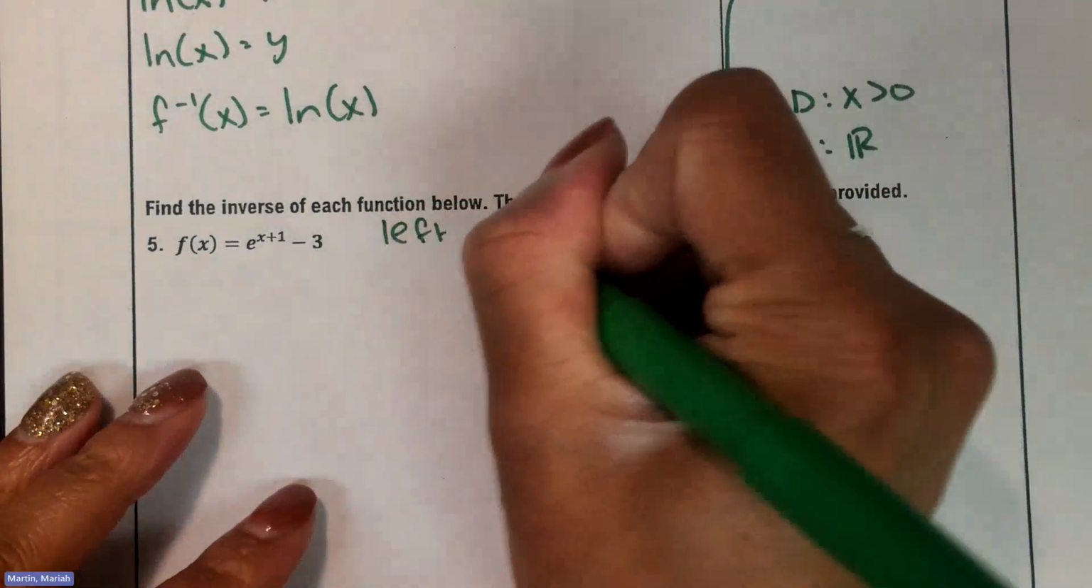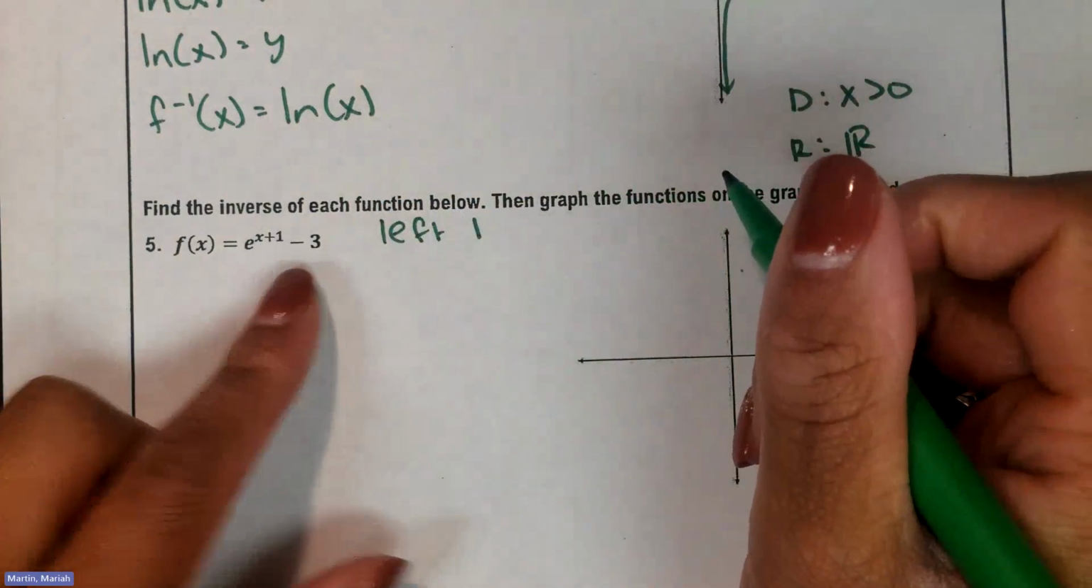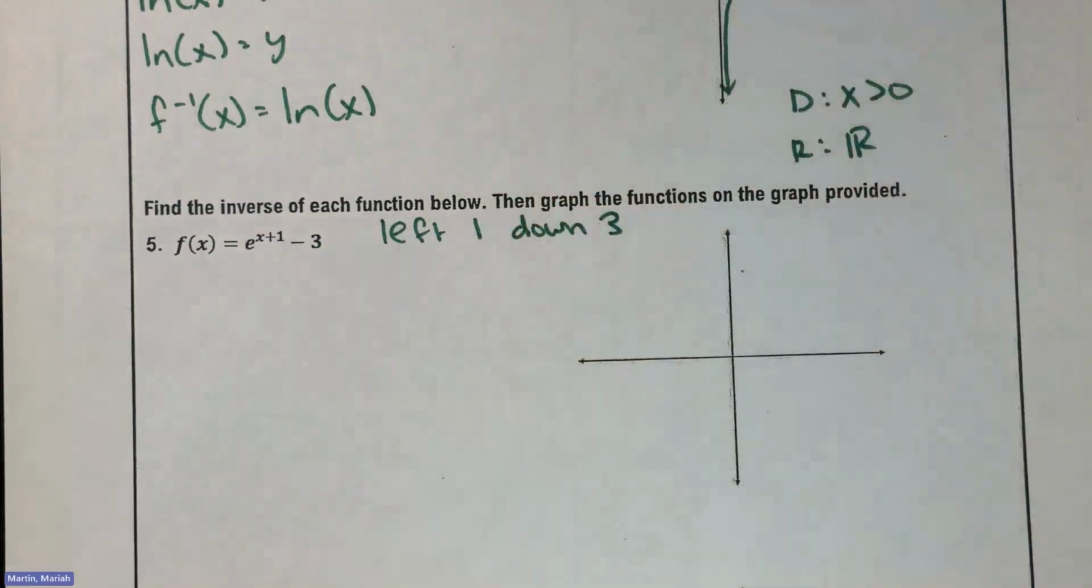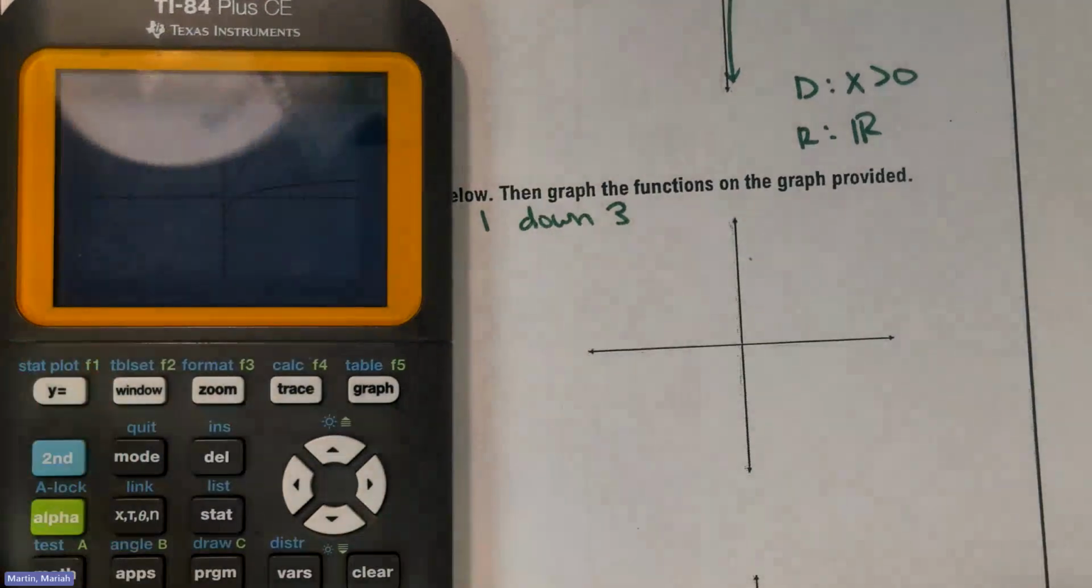So now I'm going to go left 1. And now on the outside, we have -3, which means I'm going to go down 3. So that's just to cover some transformations, and that might determine what our function is going to look like. So I'm going to put this in our calculator.